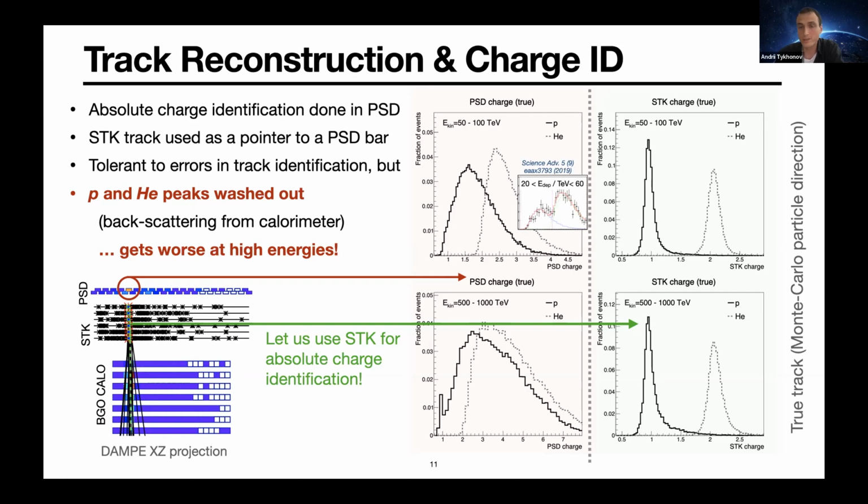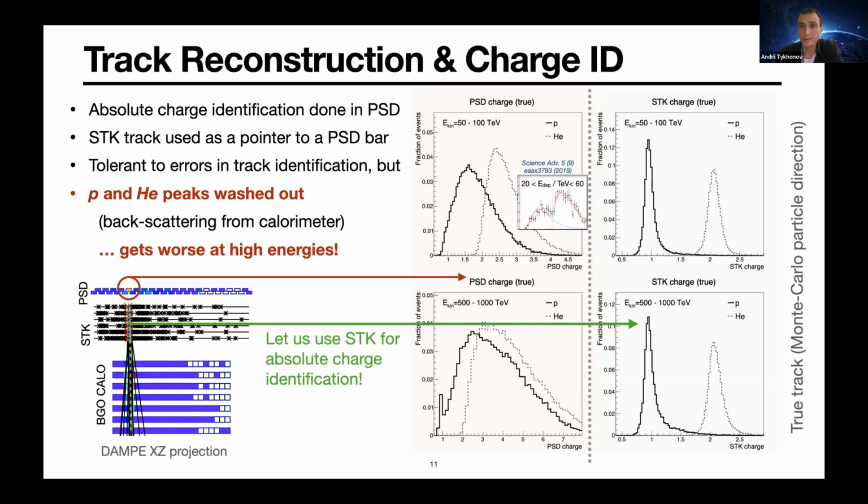As you can see, the distributions in the middle show the proton and helium absolute charge measured in the plastic scintillator at 50 TeV and at 500 TeV. And you see, when you move towards 500 TeV, 1 PeV, the proton and helium signals are completely washed out. This happens because you have backscattering of particles from the calorimeter at these energies, and it contaminates the signal.